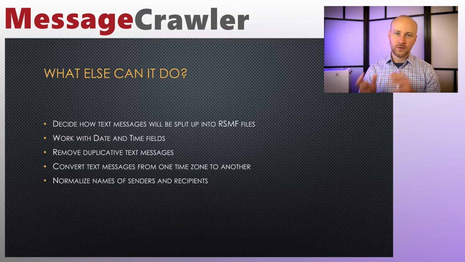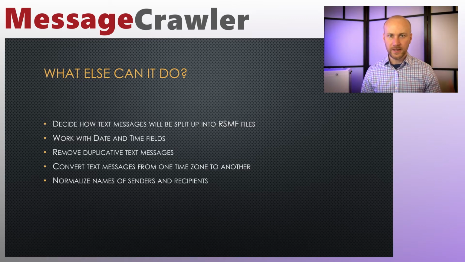If you want to have date and no time, you can drop the time off. You can remove duplicative text messages if you're getting data from multiple sources and the same message is there. You can convert text messages from one time zone to another. Of course, that's useful if you want to be able to relate to text messages.